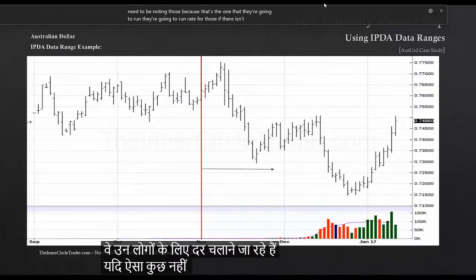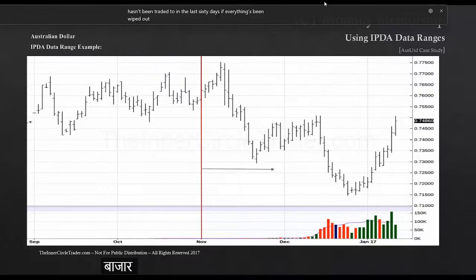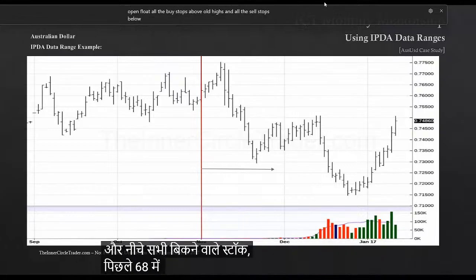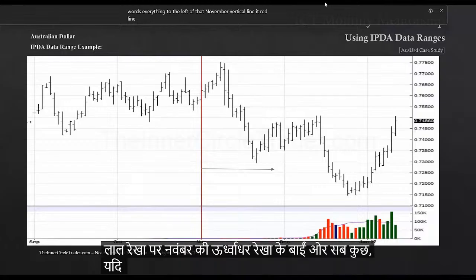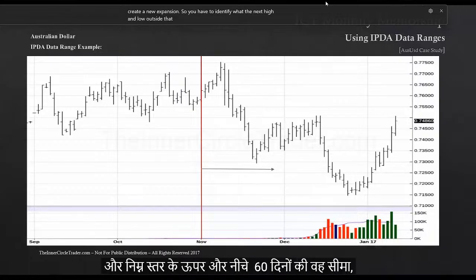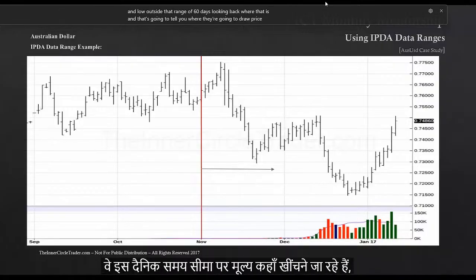If there isn't anything that hasn't been traded to in the last 60 days, if everything's been wiped out above and below the marketplace, in other words, the open float, all the buy stops above old highs and all the sell stops below old lows in the last 60 days during your look back, everything to the left of that November vertical line, that red line, then there are no more buy stops and no more sell stops, so it has to create a new expansion. So you have to identify what the next high and low outside that 60-day range looking back is, and that's going to tell you where they're going to draw price on this daily time frame.